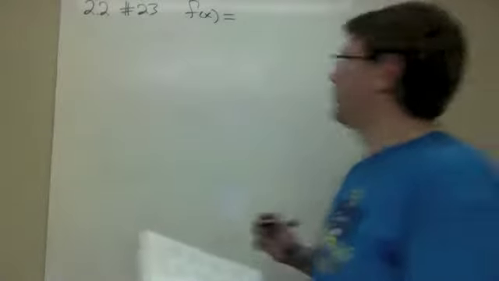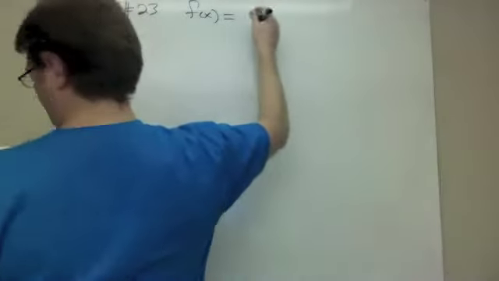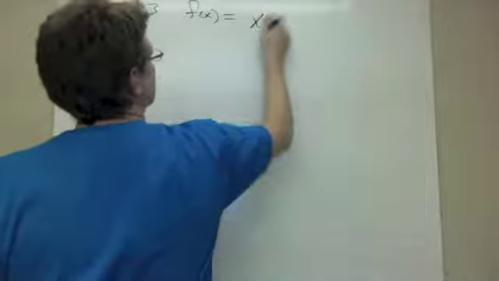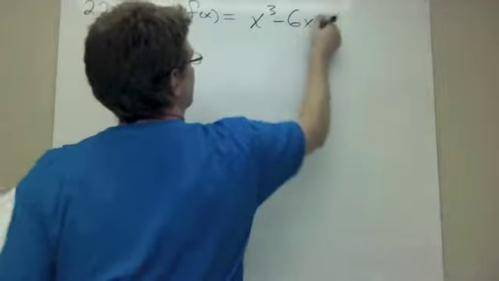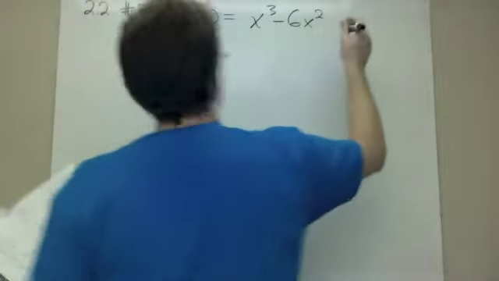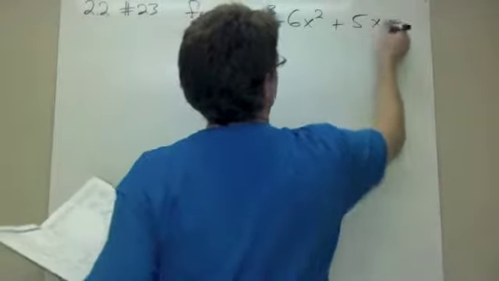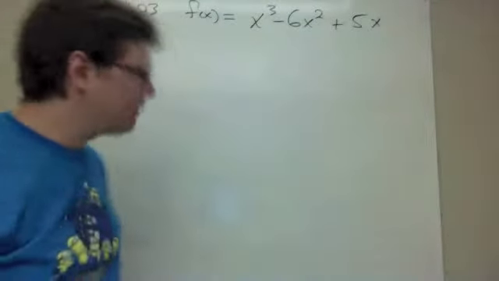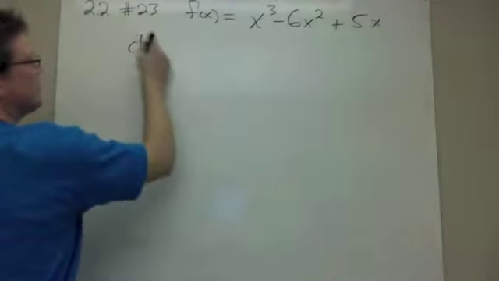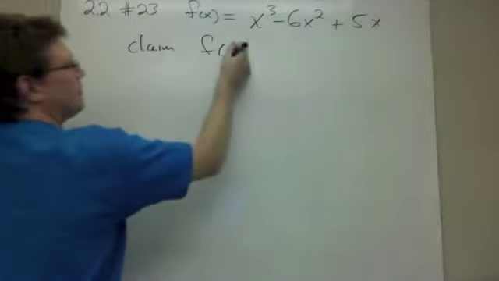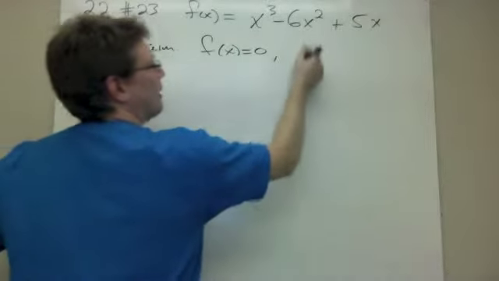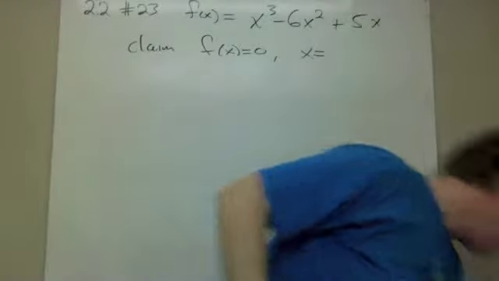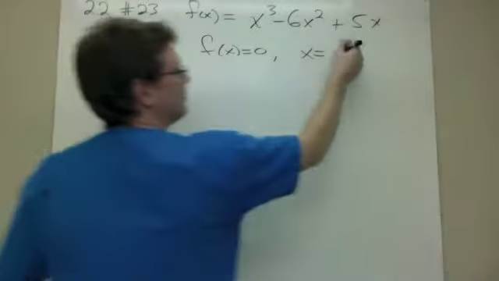Okay. Now the equation is x cubed minus 6x squared plus 5x. Now the claim is that this function is 0 for the x values, f of x equals 0 for x equal to 0, 5, and 1.